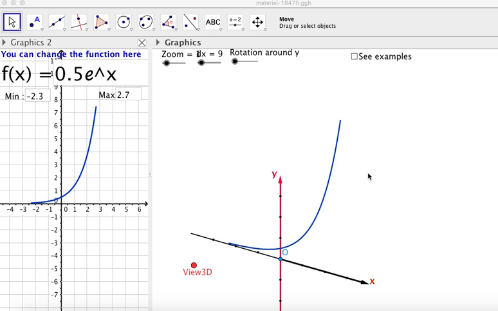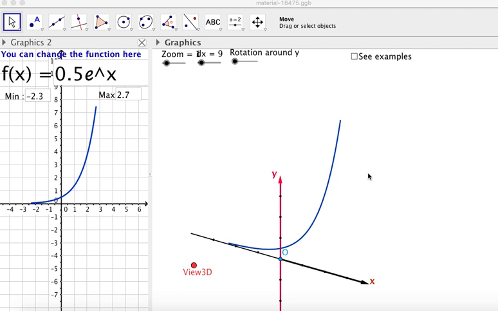Welcome students and general seekers of truth, and welcome to the introductory video into the world of solids of revolution, and in general solids that can be calculated using integrals. In other words, how do we use the integral in order to calculate a volume?